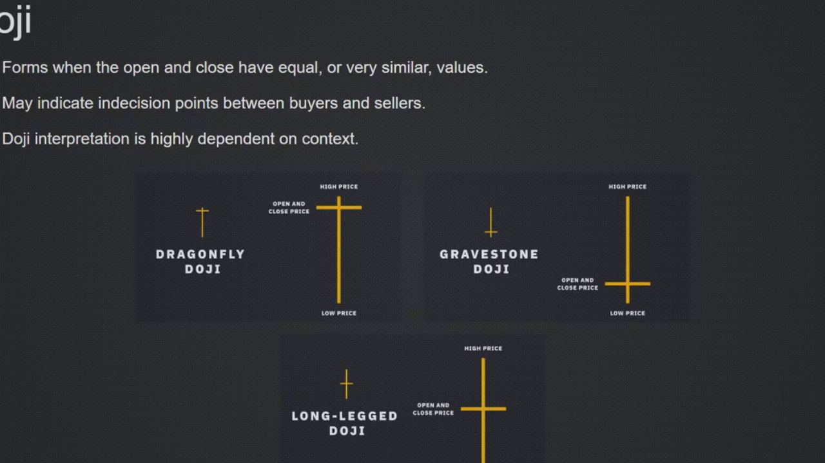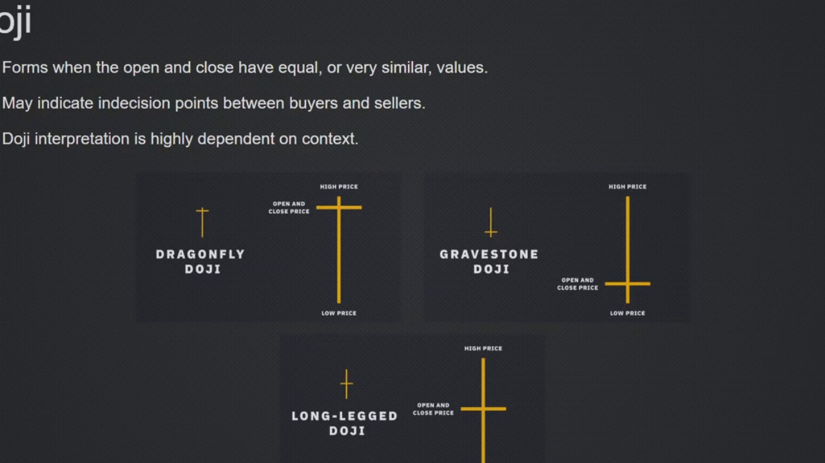Lastly, we have the doji formations. So dojis are formed when the opening and closing price of a candlestick have the same or very similar values. So you can see that these candlesticks don't have a body. They are just made of lines or wicks. Doji candles indicate that we are in the indecision points. So they suggest indecision between buyers and sellers. There is no clear winner. And that's why they are highly dependent on the context.